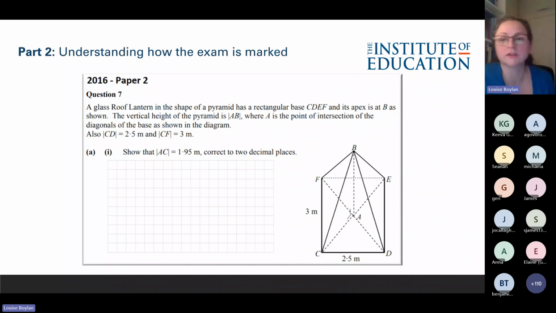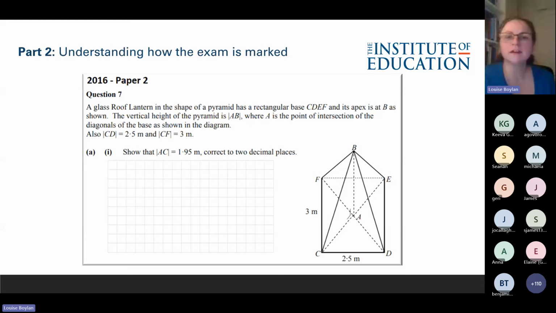The second thing is, if they say to you, show that AC is 1.95, for this part here, you have to pretend you don't know that AC is 1.95. Right? Don't start putting that in and showing that the left side equals the right side, right? You may not get all the marks for doing that. So you need to pretend that you don't know that AC is 1.95. Go about trying to find it, and then when you get to your final answer, go, oh, hey, look, AC was 1.95. Look at that.